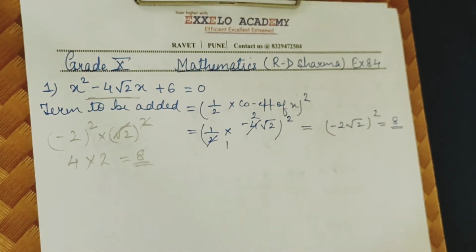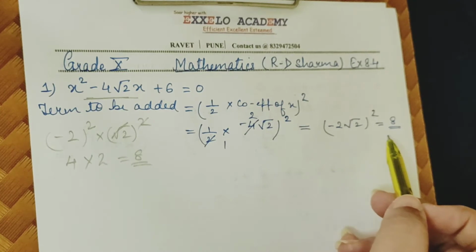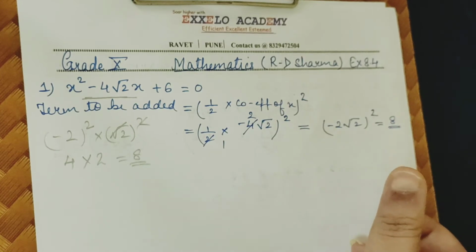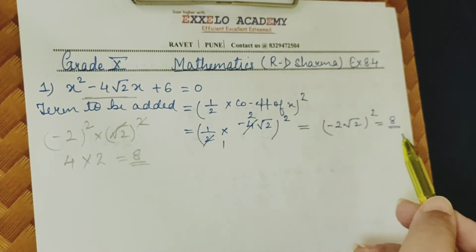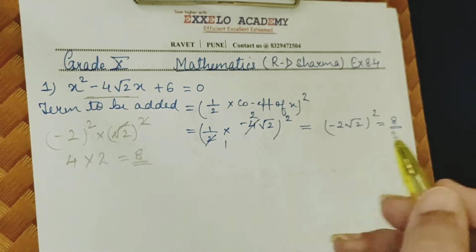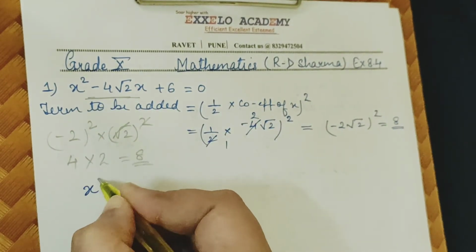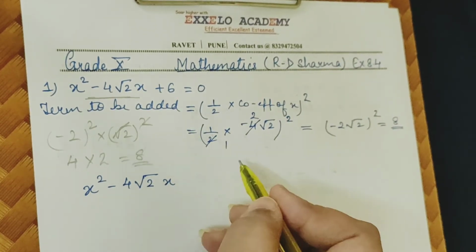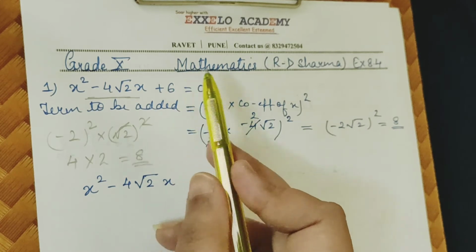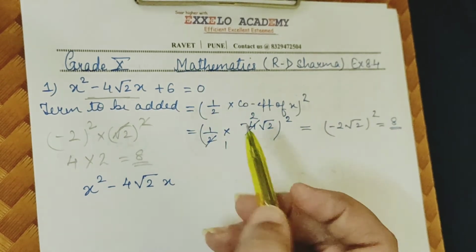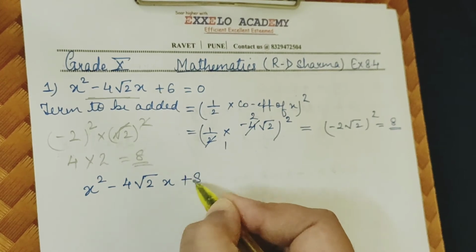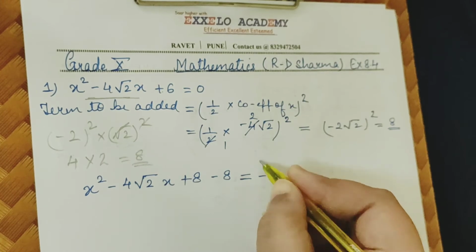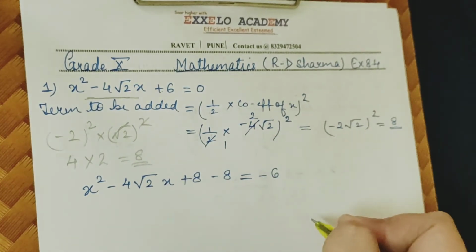Now students, as we are adding the term 8 to the given quadratic equation, we still have to keep in mind that the value of the equation shouldn't change. So for that we add and subtract the same number to keep it balanced. Okay, so take the quadratic equation. Quadratic equation is x square minus 4 root 2x plus 6, you will transpose it to the right hand side. Remember, constant term will be on the right hand side. Okay, so before plus 6 you will add 8, you will subtract 8 and equals to plus 6 on the right hand side. So plus 6 transposed to the RHS will become minus 6.